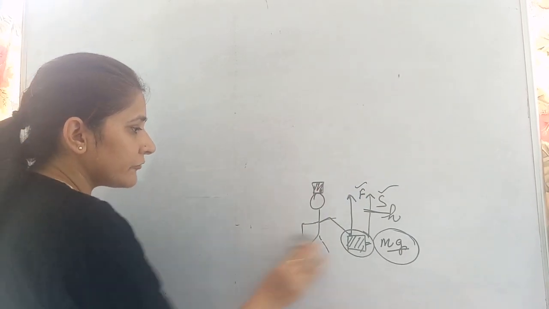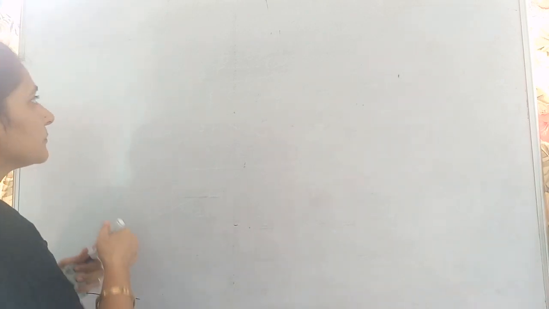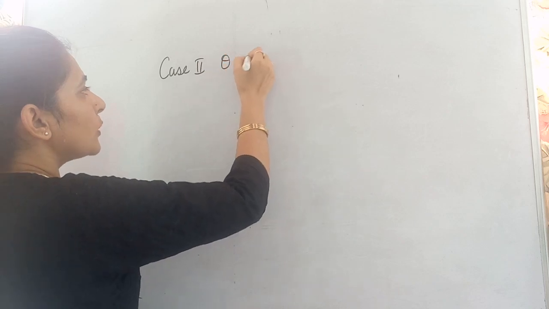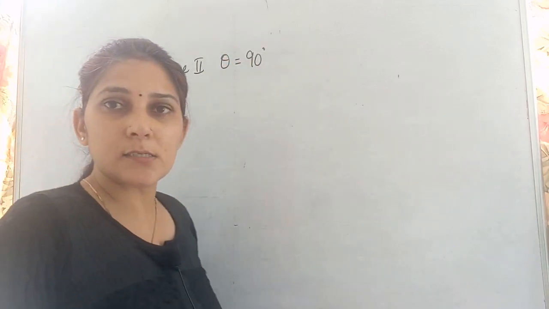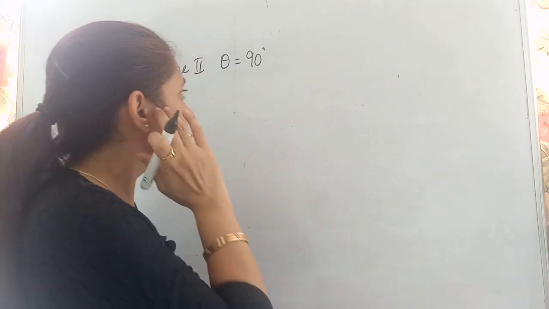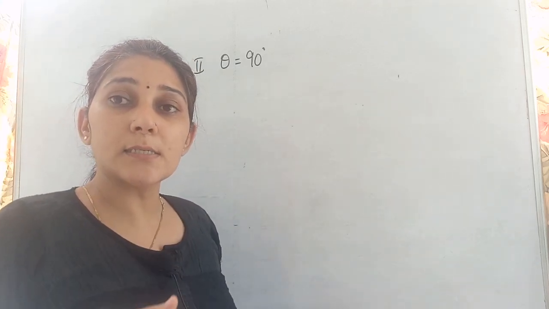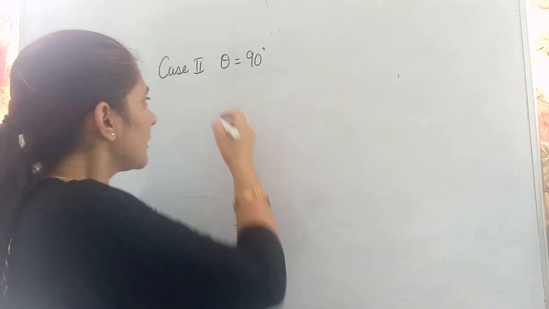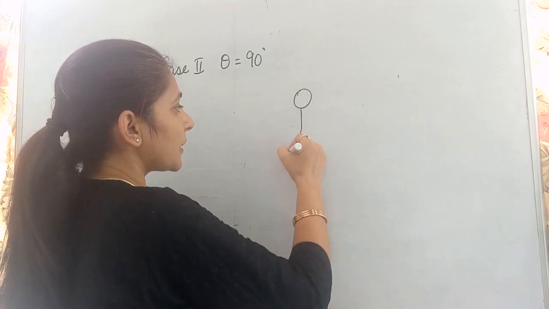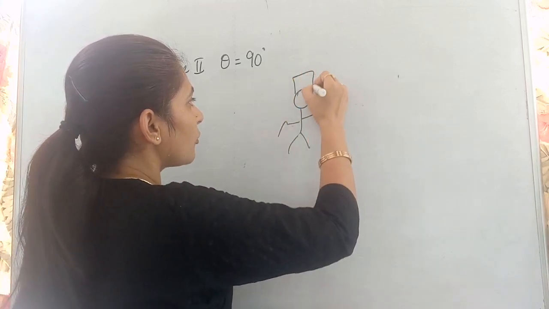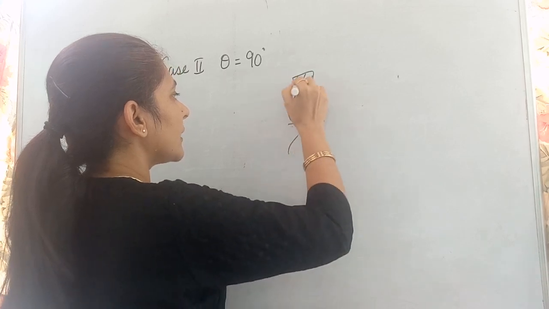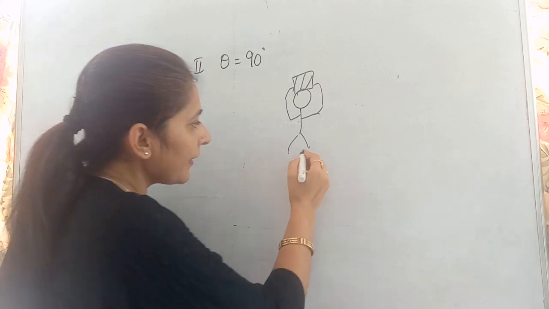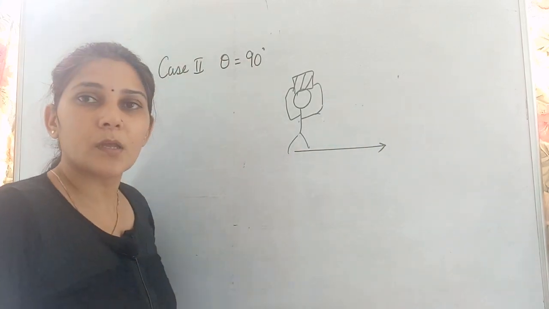What is the second possibility for this? Case 2 is when theta is equal to 90 degrees. This is the second case. So what can be the scenario when I am talking about theta is 90 degrees? I'll take one example and then I'll explain it. Suppose this is me and I have some load on my head, and I'm holding it over here. This is load on my head and I am moving in this direction, right?